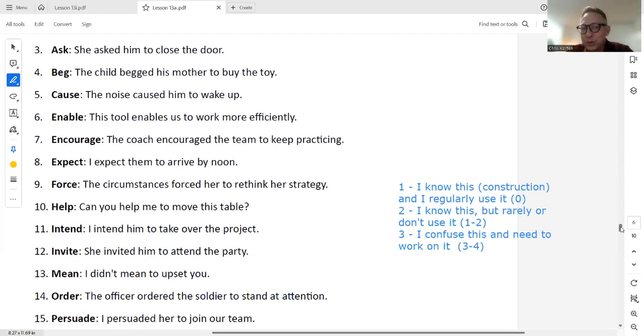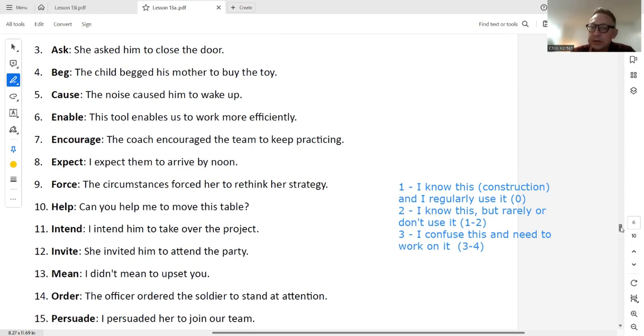I might be going too quickly. So take the time, think about, do I use the word encouraged correctly? Do I use the word enable? Enable is not as common, so maybe you don't. I expected them to arrive by noon, but they didn't. The circumstances forced her to rethink her strategy. Forced to rethink.